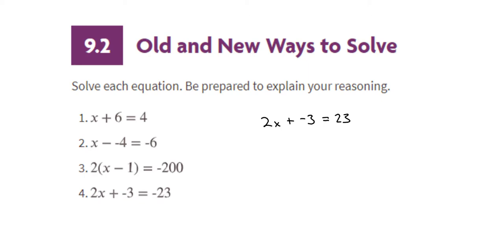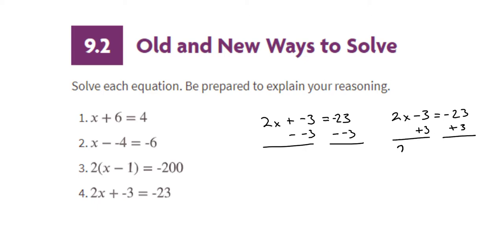So if we're adding a negative 3, we need to subtract a negative 3. Or we could change this. If we add a negative, it's the same thing as subtracting a positive, right? So this equation could look like 2x minus 3 is equal to 23. So going back to this one, if we subtract a negative 3 and we subtract a negative 3, here we would add 3 and add 3.